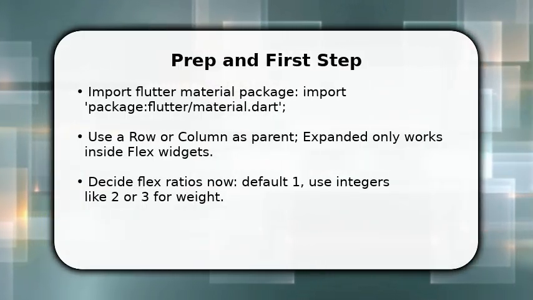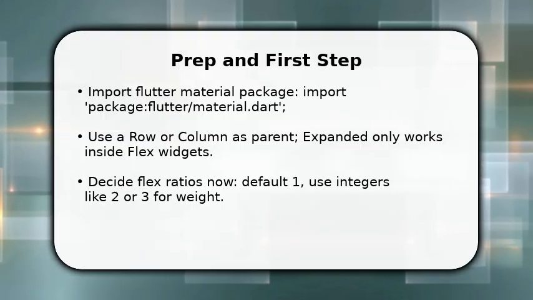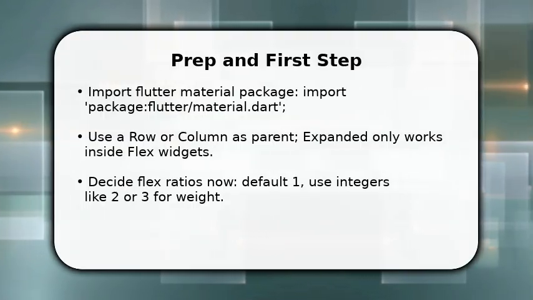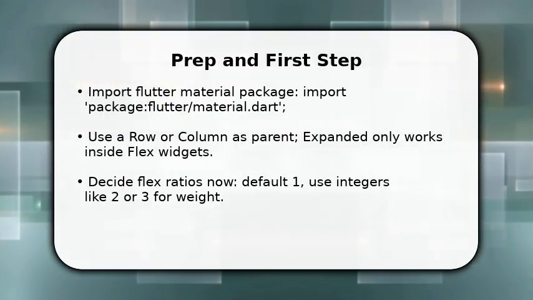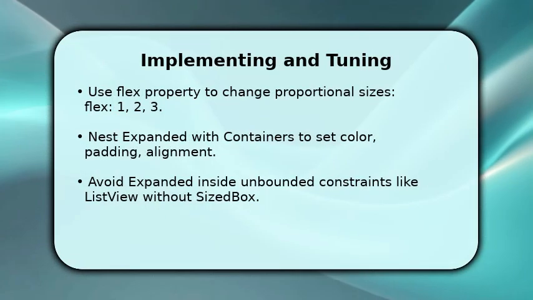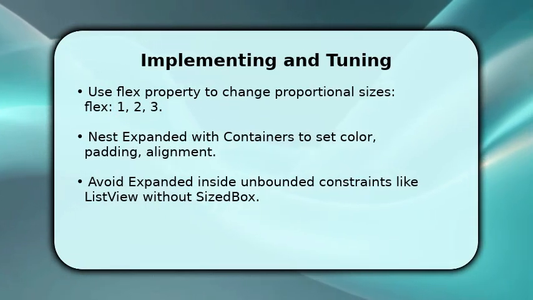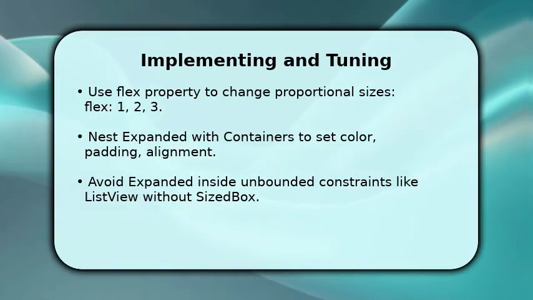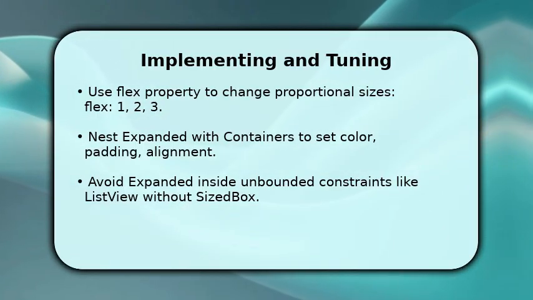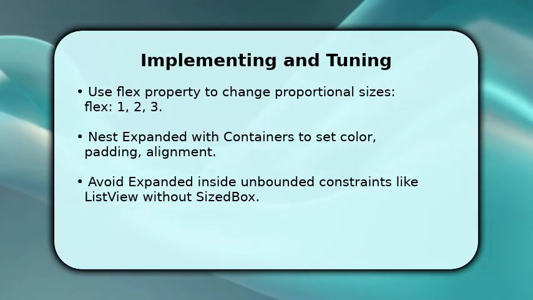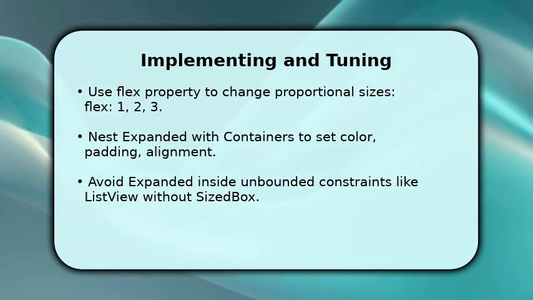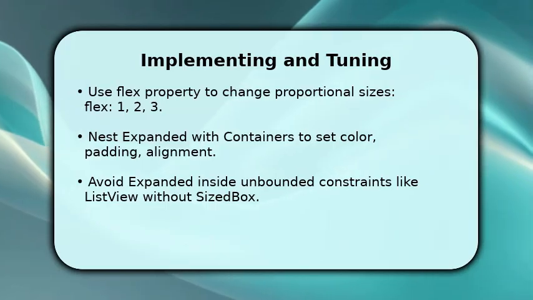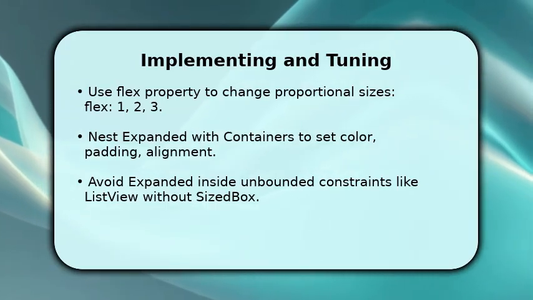For example, flex 2 gets twice the space of flex 1. Make sure siblings are normal widgets or other Expanded widgets. Once you have Expanded in place, tune the layout by nesting it with Containers for background, padding, and alignment so visual results match intent. You must understand that Expanded imposes tight constraints. It fills the remaining axis space, so give children unconstrained sizes in the cross-axis.